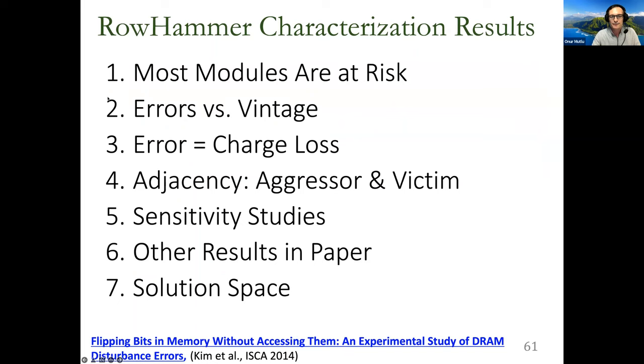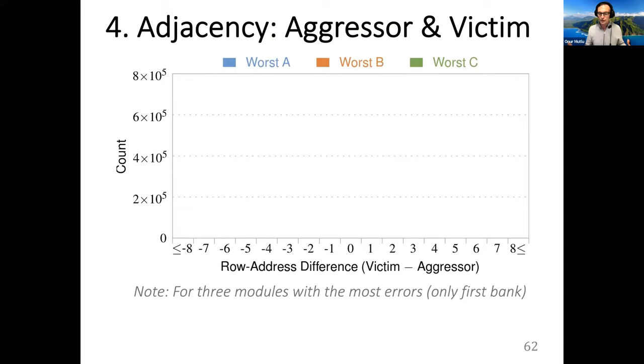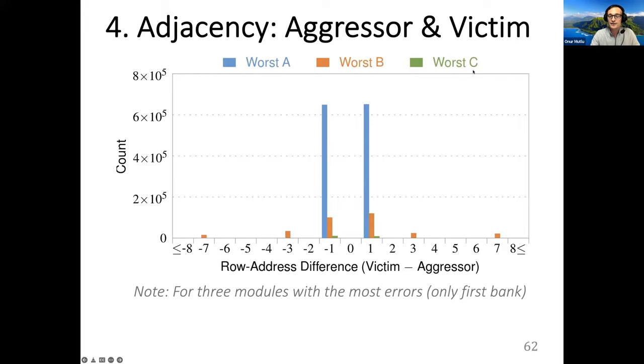This is from the memory controller's perspective. How far away from the memory controller's perspective are the victim and aggressor roles? If you look at the worst chips from the three different manufacturers, most of the time the row address difference between the aggressor and the victim is just one, meaning they're supposed to be adjacent. But some of the time, the distance is more.